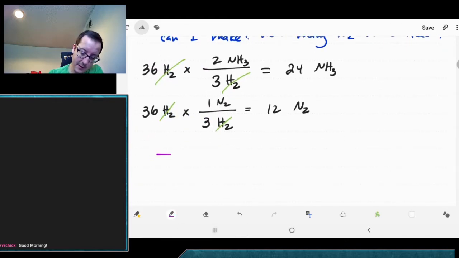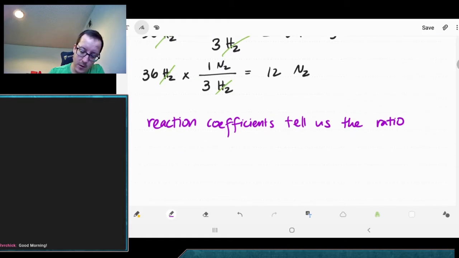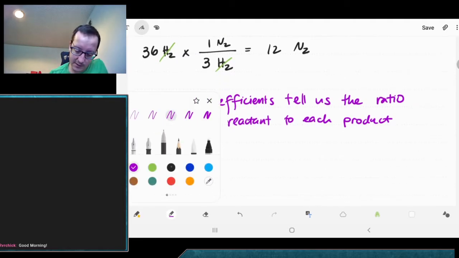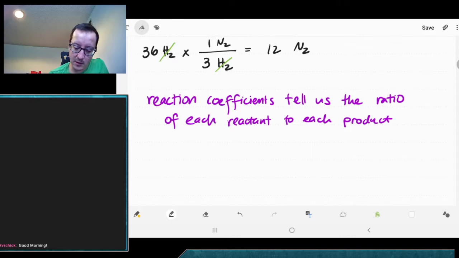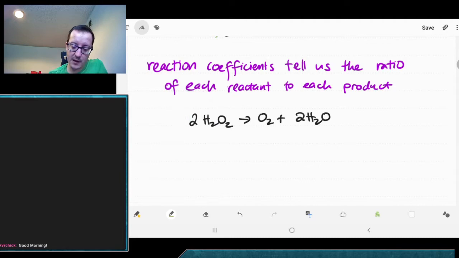What's important here is that reaction coefficients tell us the ratio of each reactant to each product, or to each other. So if we have another reaction, let's say the decomposition of hydrogen peroxide, we're going to get out a couple of conversion factors here.